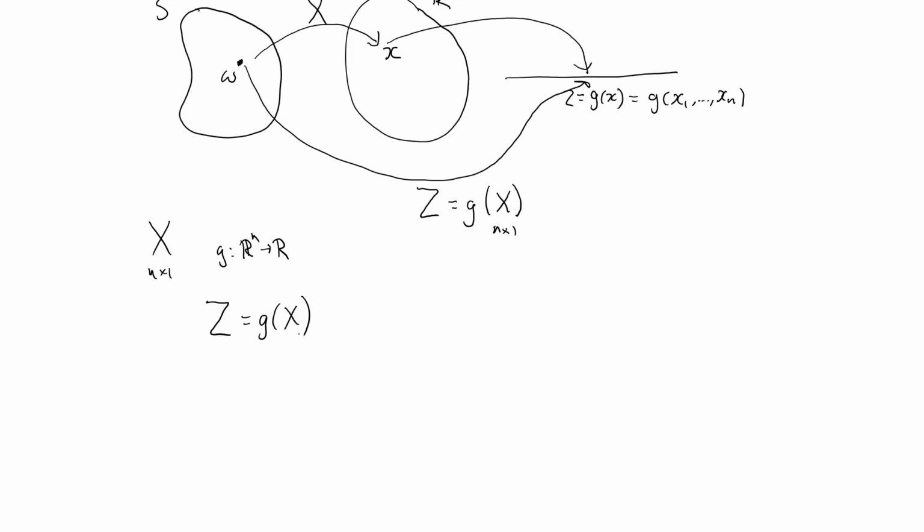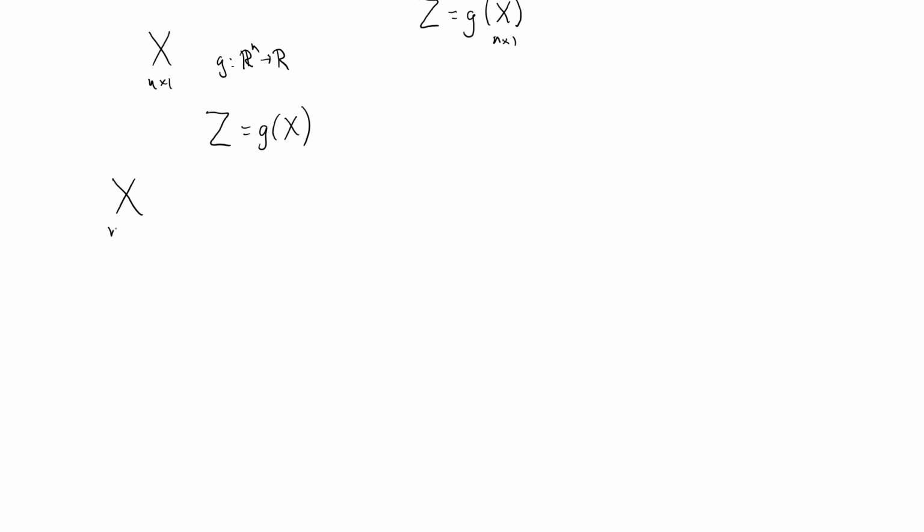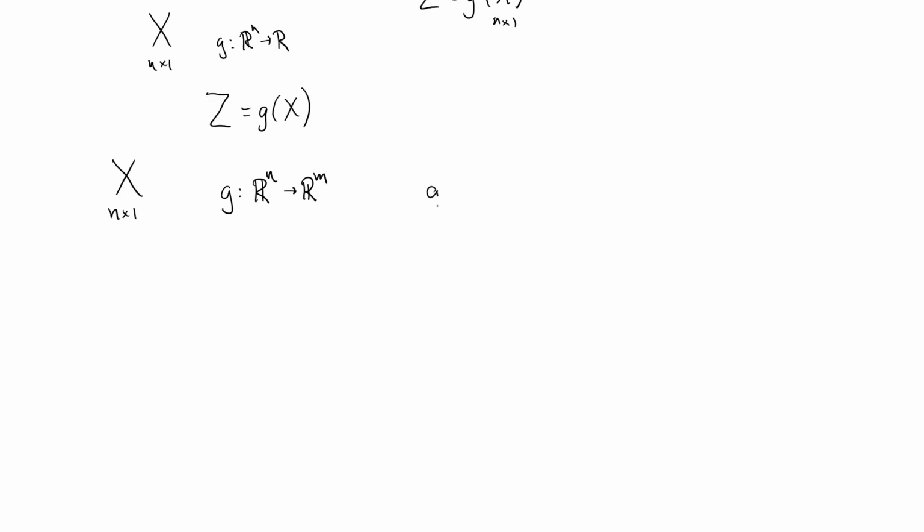If x is a random vector n by 1, and I have a function g which goes from Rn to Rm, then I can also create the composition. I can create the composition g of x, but in this case, this will be a random vector. So let's call that y then. If x is n by 1, then y will be an m by 1 random vector.